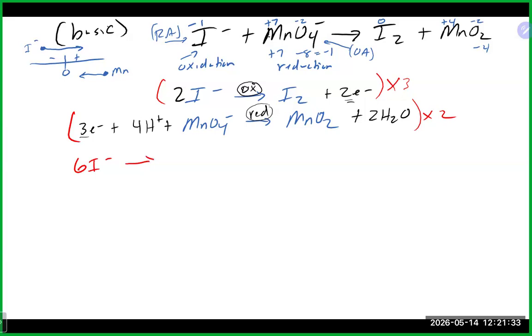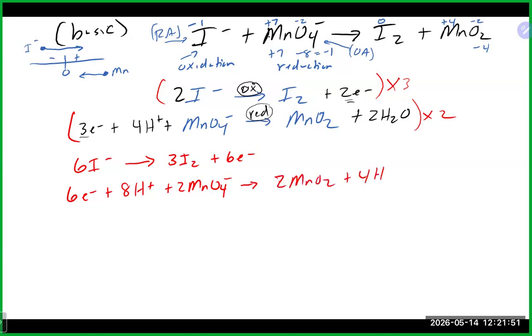We got 6 of those, right? We got 3 I2 plus 6 electrons. Multiplying the 2 on the bottom one there, 6 electrons plus 8 H+ plus 2 MnO4- goes to 2 MnO2 and 4 waters, I hope. At this point, we should be able to now add these together. And once again, our electrons should completely cancel.